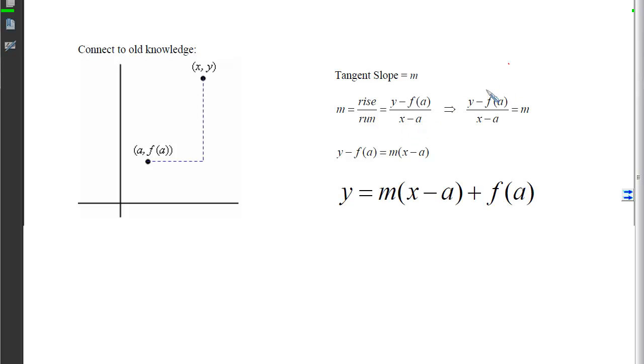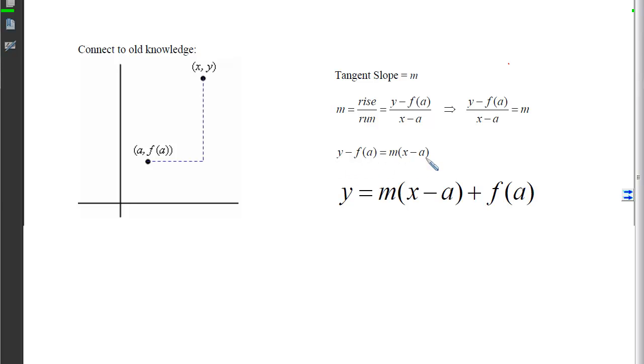So we should remember this from before we did anything involving limits or tangent lines or secant lines, any of that. We should remember that slope is our rise over our run. So what I'm going to do is rewrite this expression by multiplying both sides by x minus a. Then it looks like that old point-slope formula that you learned.